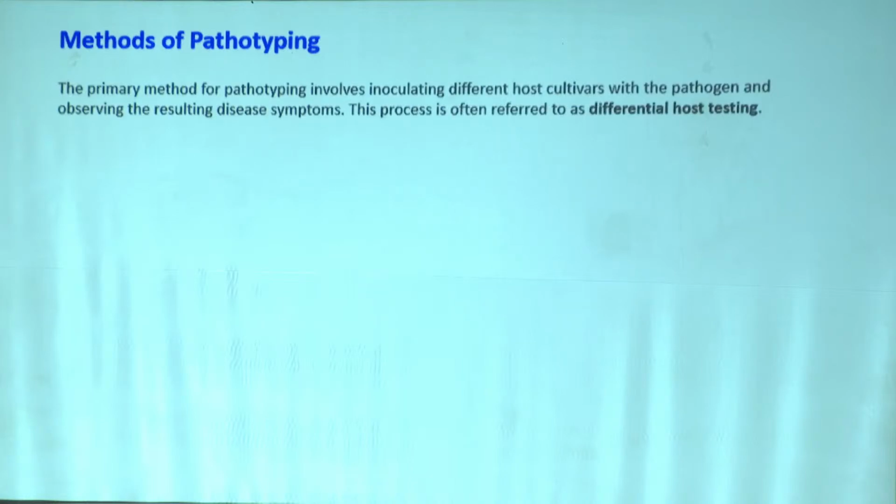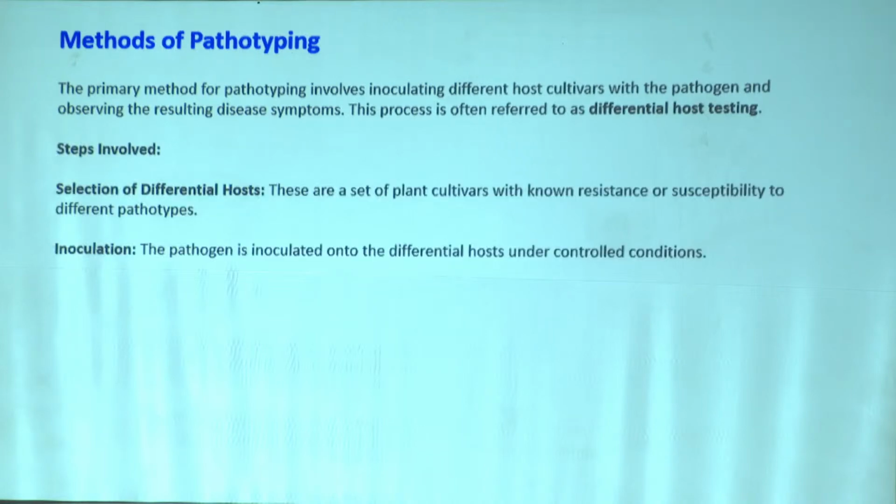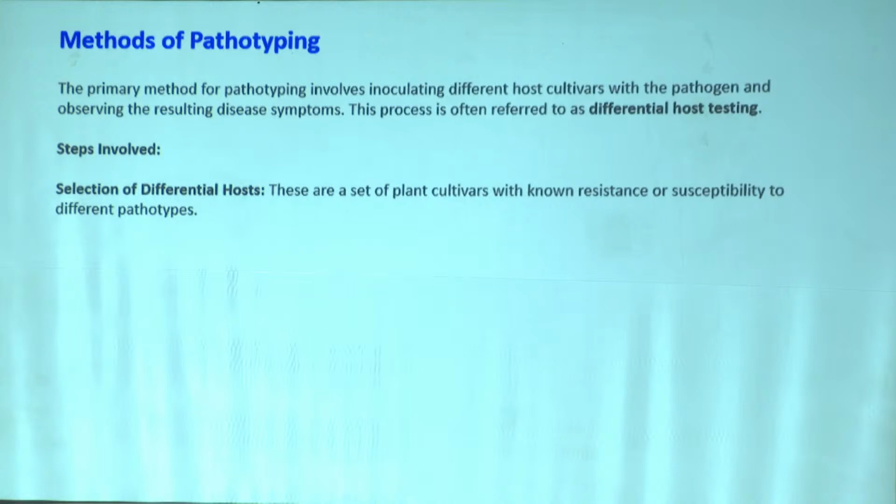Pathotyping is generally a process where we inoculate the different isolates collected from the hotspot locations of different places on a differential set of the host. There are different steps involved. First, selection of different hosts. There is a set of differential hosts. I already said the differential host set is able to differentiate the nature of the pathogen behaviors.